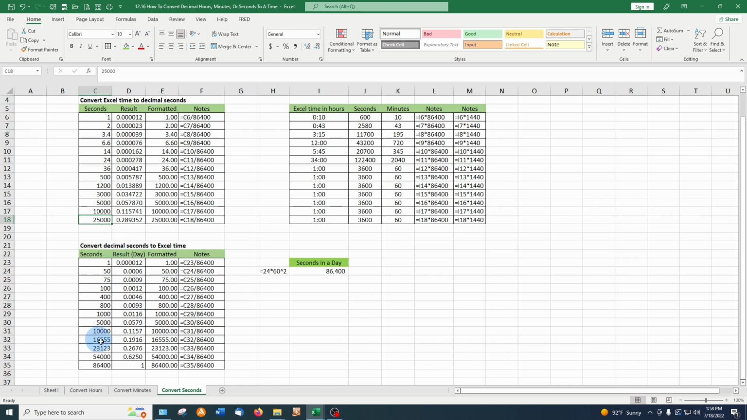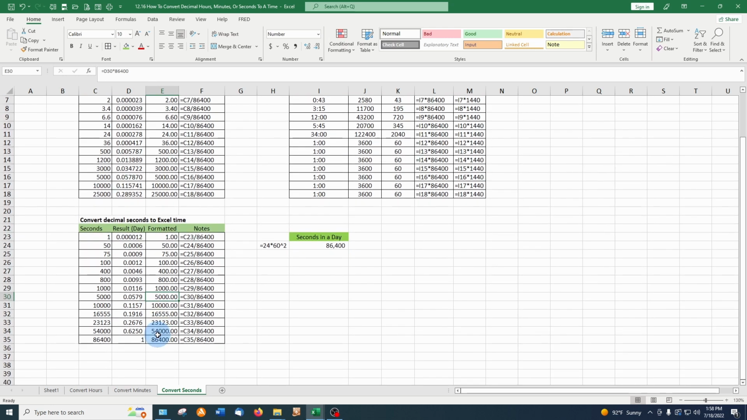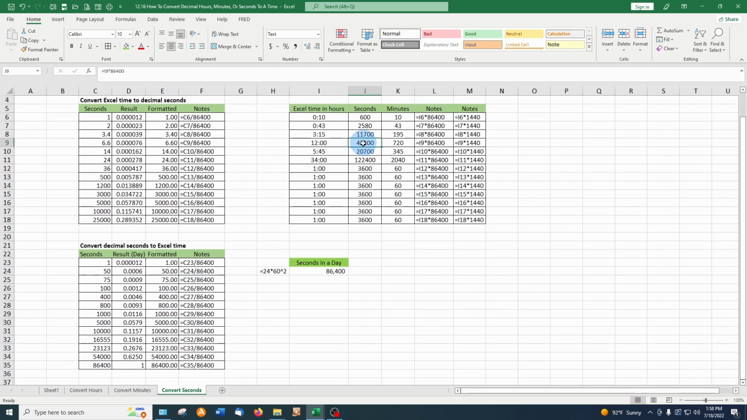Now, we're just doing the same thing here. We have seconds, and this is just a duplicate, so don't worry about it. Over here on the right, in I5, is time. We have 10 minutes, and that converts into how many seconds? 600. And convert it back to minutes. 3 hours, 15 minutes represents 11,700 seconds or 195 minutes.